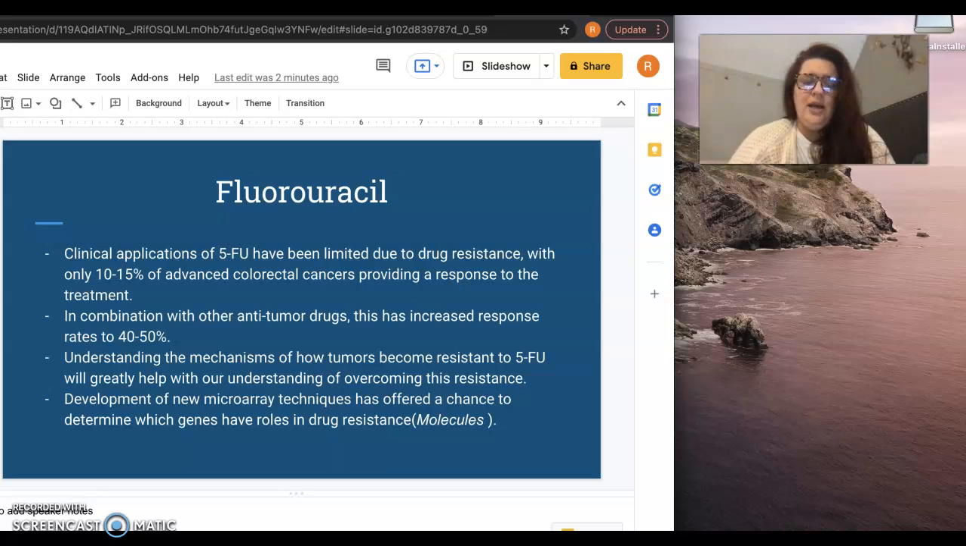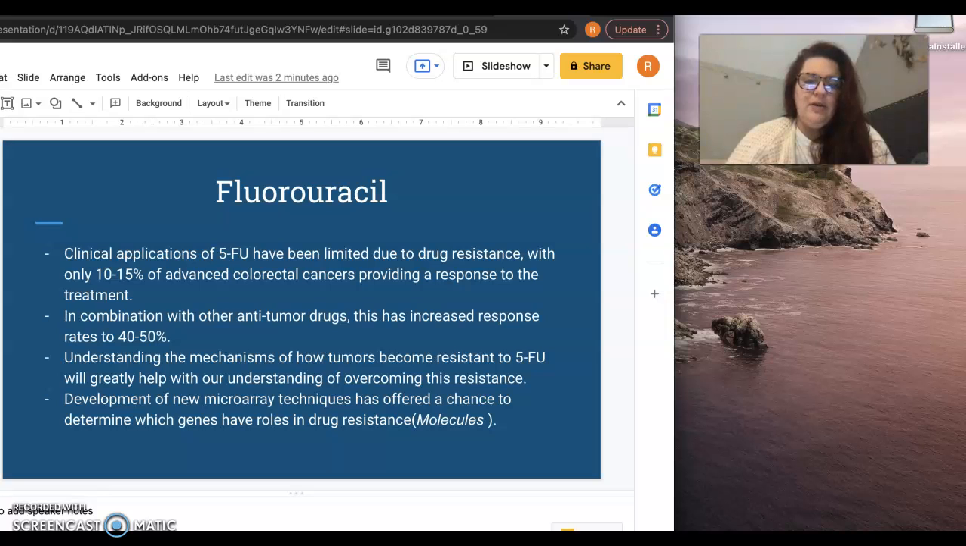Clinical applications of 5-FU have been limited due to drug resistance, with only 10 to 15% of advanced colorectal cancers providing a response to the treatment once it's administered. But in combination with other anti-tumor drugs, this has actually increased the response to 40 to 50%. So by itself, it doesn't enact too much of a response, but if it's combined with other drugs, it does make a better response from the cancers that it's being treated for.